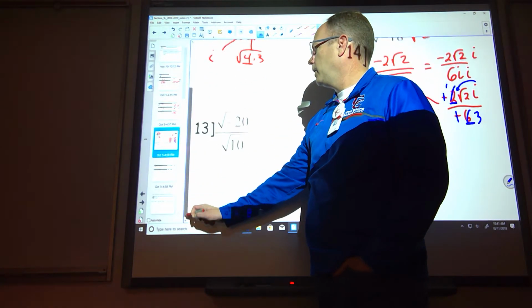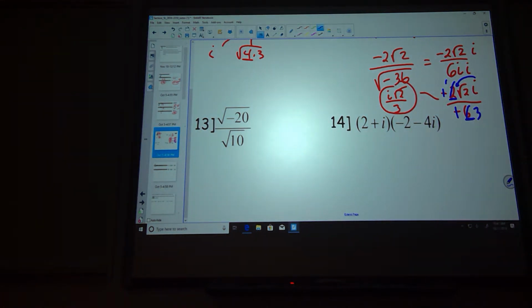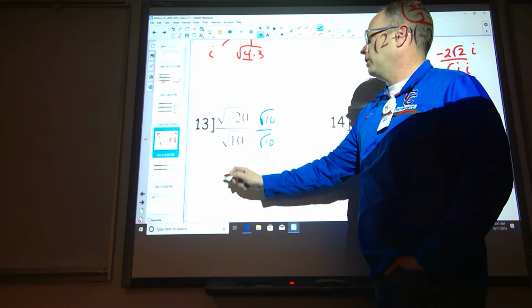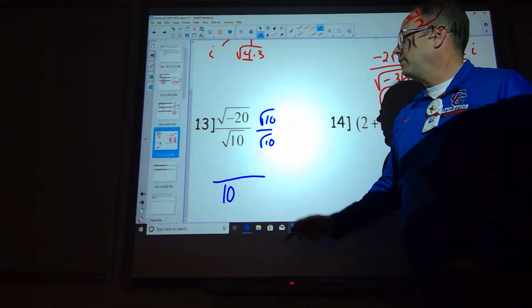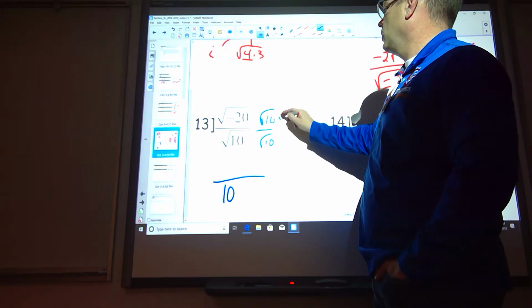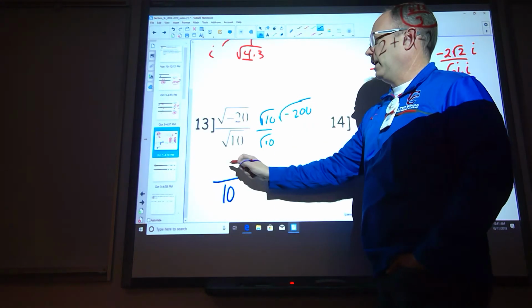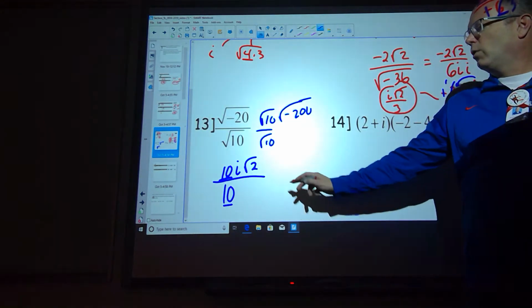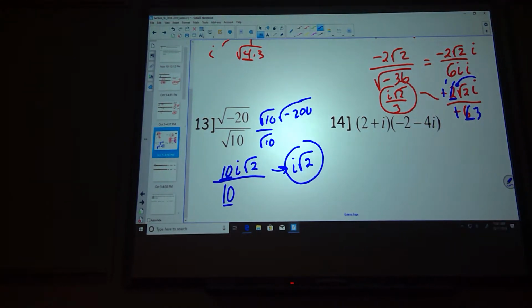Okay, we good? All right, I don't want to have a radical in the denominator, so what would I have to multiply times 10 to make it a perfect square? 10 sounds good to me. So I'm going to multiply by root 10, root 10. On bottom, my answer is just going to be 10 because root 10 times root 10 is root 100. Root 100 is 10. On top, I'm going to get 10I root 2. And then can I reduce that 10 and that 10? Yes. So what's my answer? I root 2. Oh, wow. That's crazy. Oh, that's too easy.